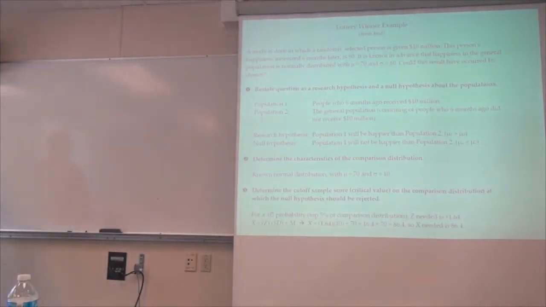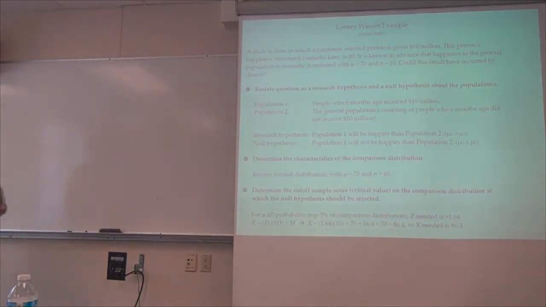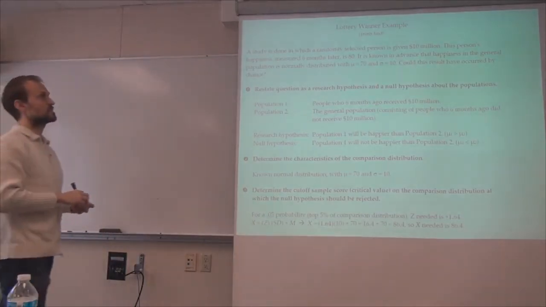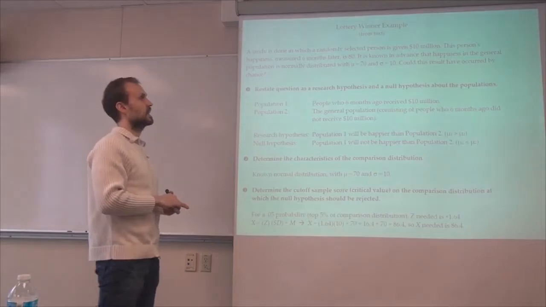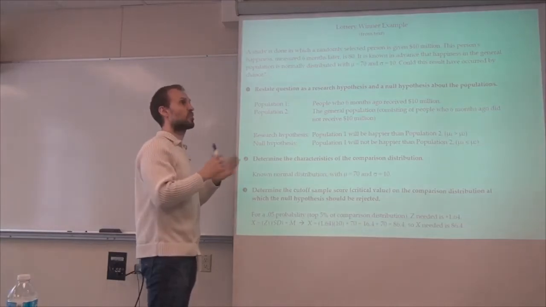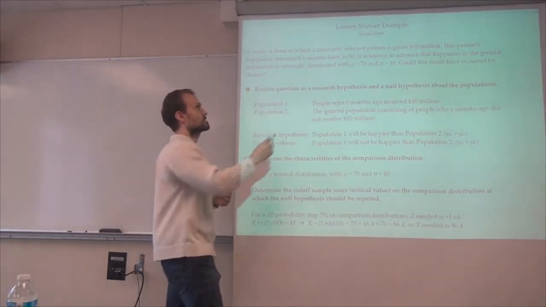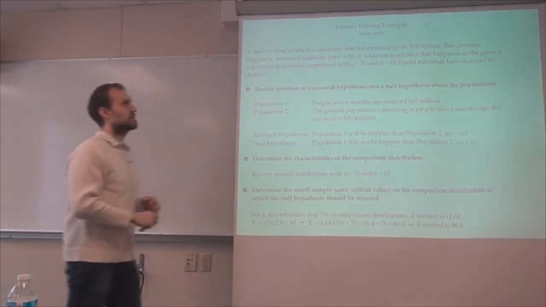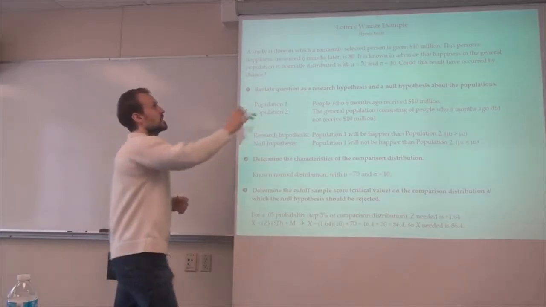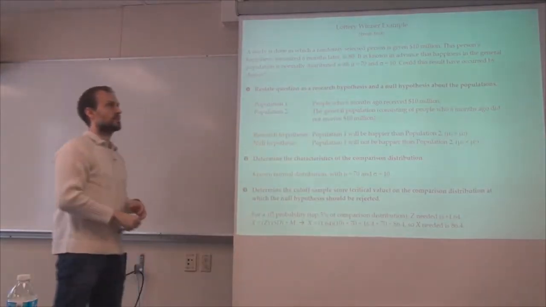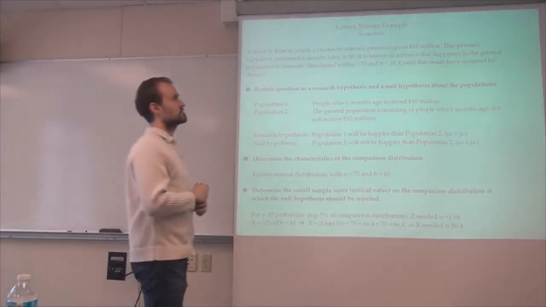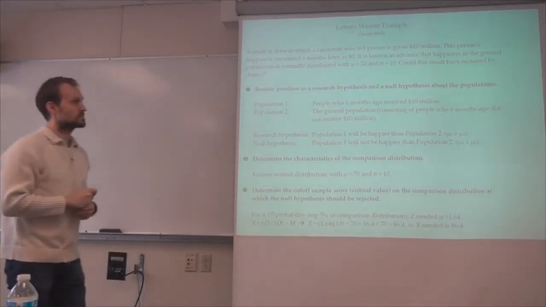Lottery example. A study is done in which a randomly selected person is given $10 million. This person's happiness, measured 6 months later, is a score of 80. We know in advance that the happiness scores of people in the whole population have a normal distribution with a mean of 70 and a standard deviation of 10. Could this happiness of 80 have occurred by chance? Or is there evidence to suspect that it's because of the $10 million?